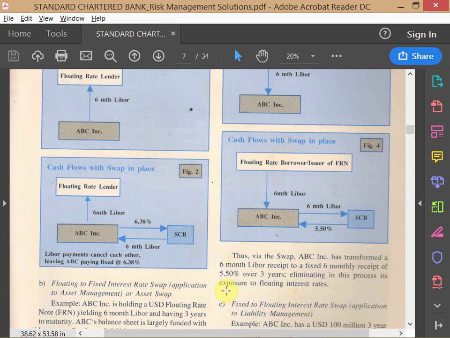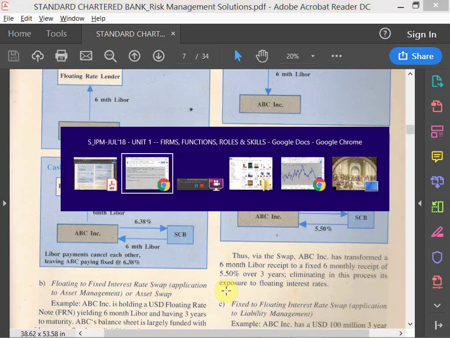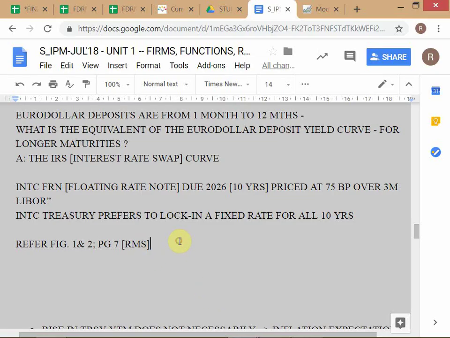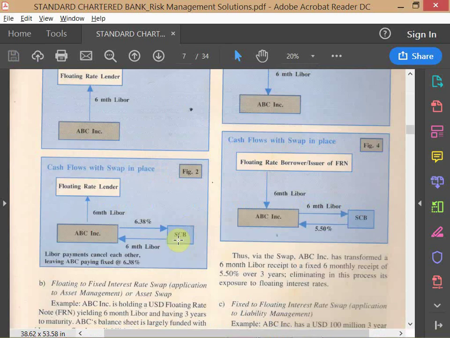Now the question that would arise, and you could logically ask, is why did Intel not directly issue fixed rate bonds? Why bother to go around like this? If you are not interested in floating rate debt, why not go directly and issue fixed rate bonds? Is that a valid question? Yes, sir. The answer to that will give you some idea about debt capital markets and how they operate.